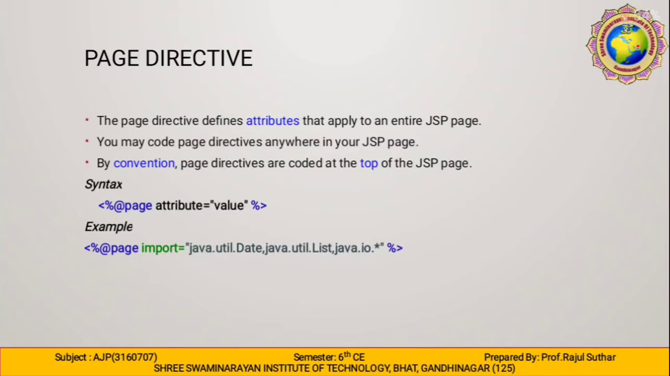Here is a simple example: @page import is equal to java.util.Date, java.util.List, or java.io.*. You can separate all the import statements by comma. Or you can write contentType is equal to, this is the MIME content, so we can use any format. Like if you use text in HTML format, then text/html is used, then charset US-ASCII.